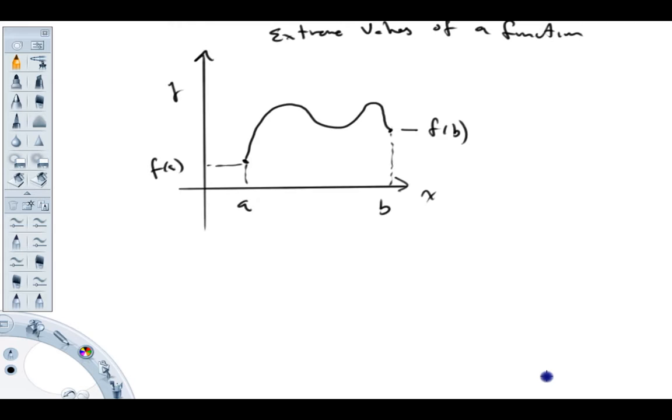The purpose of this video is to talk theoretically about how to find the extreme values of a function. And I'm going to, for this example, restrict it over to an interval a to b. So extreme values mean the highest and lowest points on the function, or the highest and lowest points on the graph of a function.